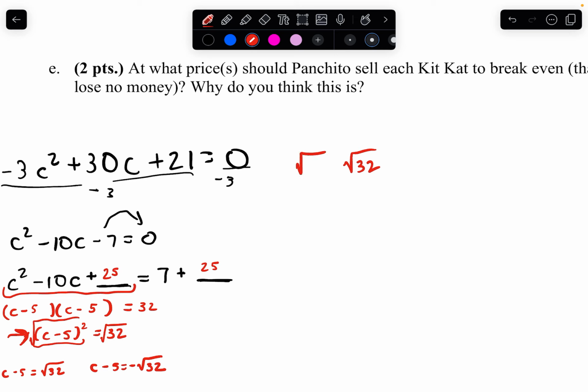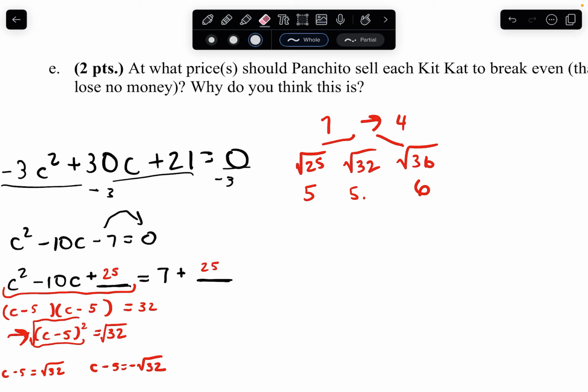So the square root of 32 is between the perfect squares 25 and 36. The square root of 25 is 5, the square root of 36 is 6. If 32 was dead center between 25 and 36, my answer would be 5.5. But that's not really true. 32 is 7 units away from 25 and only 4 units away from 36. So it's actually closer to 6 than it is to 5. So 5.5 is not a good approximation. 5.7 is okay. I would have given it to you if you had said 5.8 or 5.9.